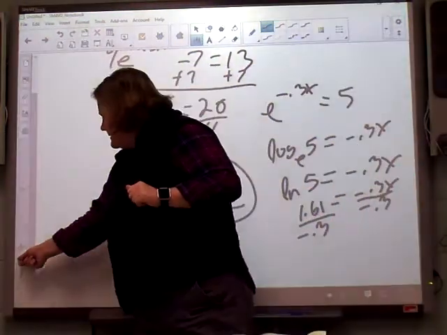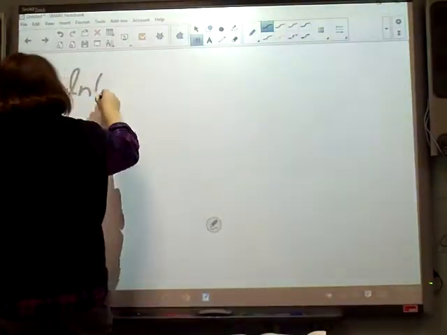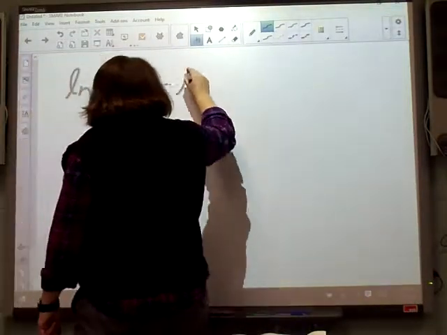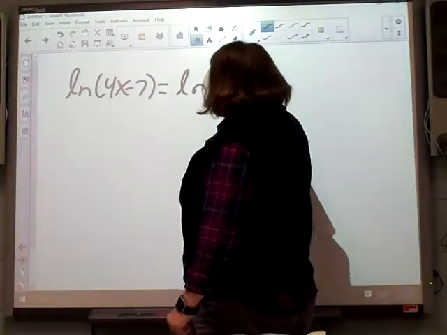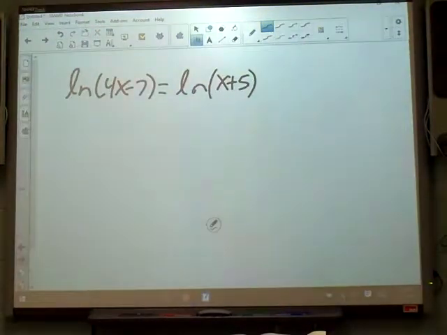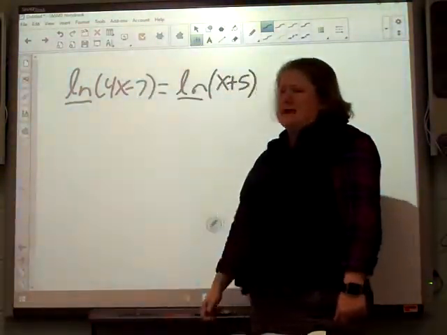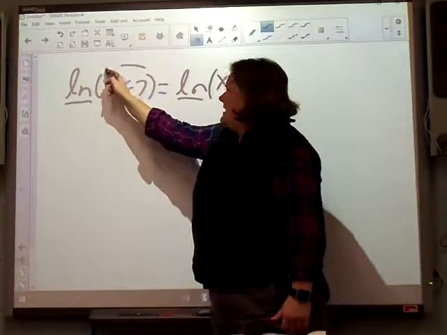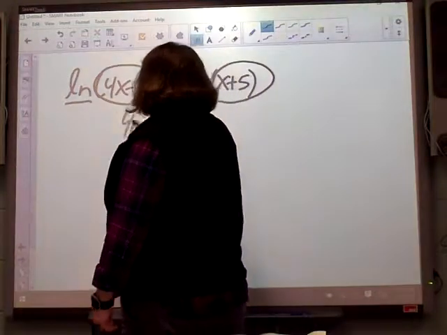Okay. This one says ln of 4x minus 7 is equal to the ln of x plus 5. Now this one's about the easiest kind there is. Any guesses on this? Good. If you've got ln and ln on both sides equal to each other, then that means that also has to equal that, right? So, just a normal little algebra step here.